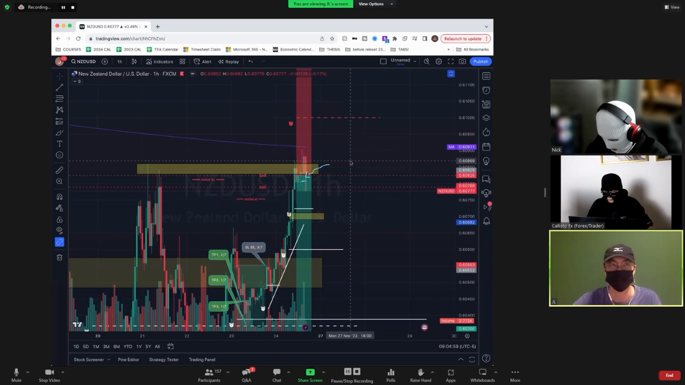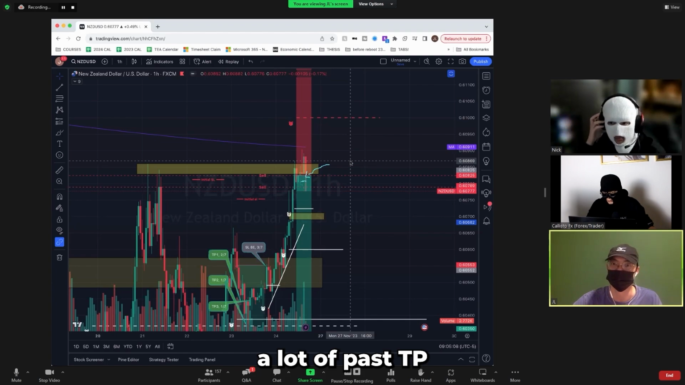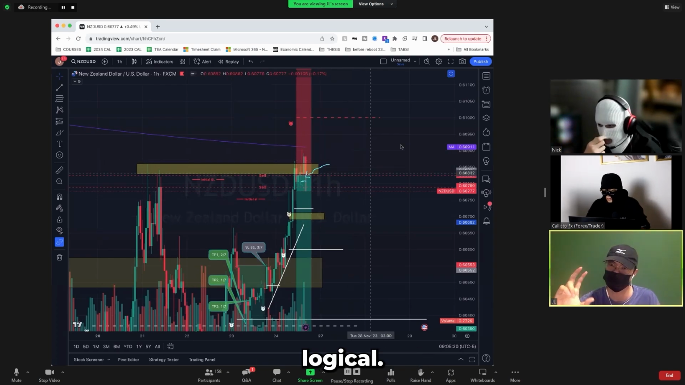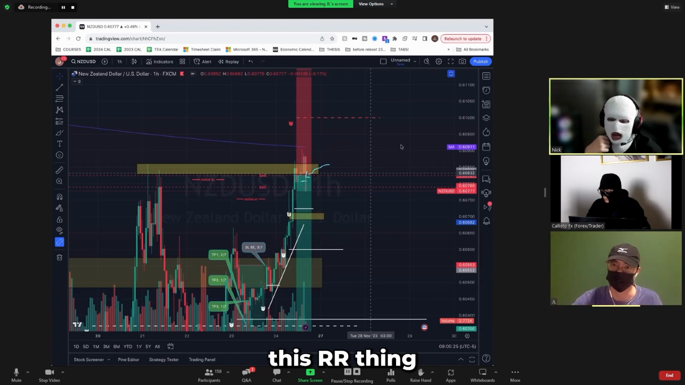I just feel like somehow we take profit a bit too early. So when the trade goes wrong, it just wipes out a lot of past TP. So it feels like I'm moving 10 steps and then I'm suddenly set back 10 steps. I don't know, I need to see it play out in a sense, but everything has been logical except for this R thing.